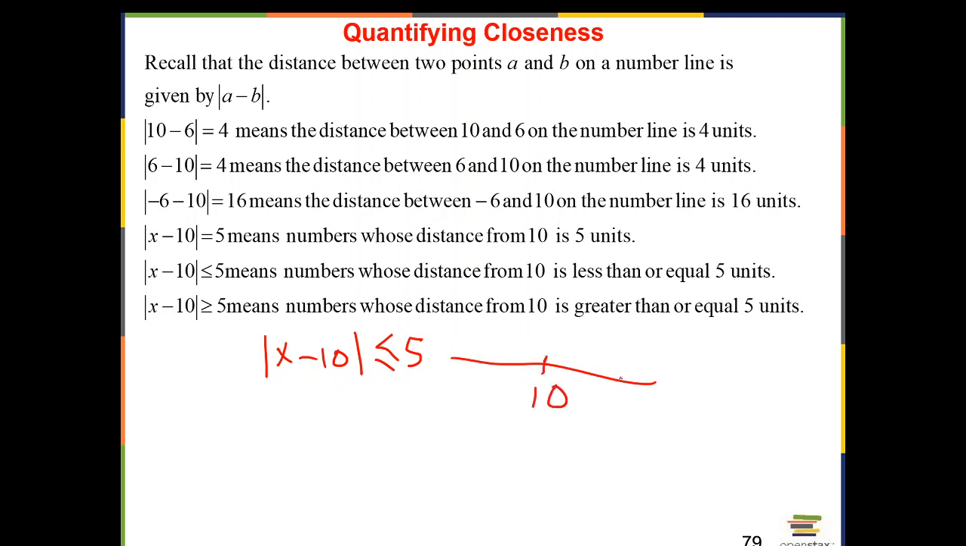Well, we know that 15 and 5, of course, are two of them. But then any other number between 5 and 15 also works, right? Because if you pick this number here, the distance from this number to 10 is less than 5, right? Any of these numbers will work. Now, more importantly, what we mean by this is that x minus 10 is between 5 and negative 5.